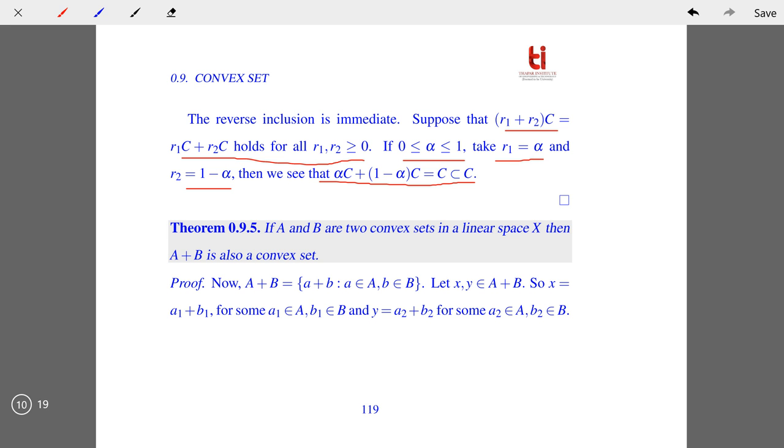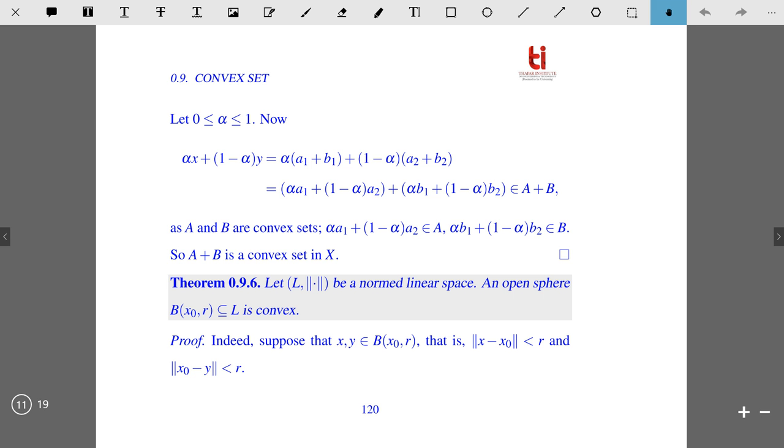So now, the next result is, if A and B are two convex sets in a linear space X, then A plus B is also a convex set. So the sum of two convex sets is also a convex set. So say that A plus B is equal to the collection of a plus b such that a belongs to A and b belongs to B. So let x, y belong to this collection A plus B. So we have x equal to a1 plus b1 for some a1 belonging to A, b1 belonging to B, and we consider y equal to a2 plus b2 for some a2 belonging to A and b2 belonging to B.